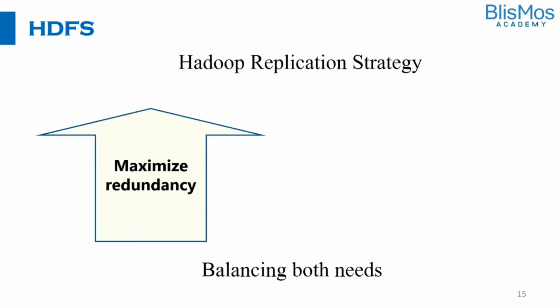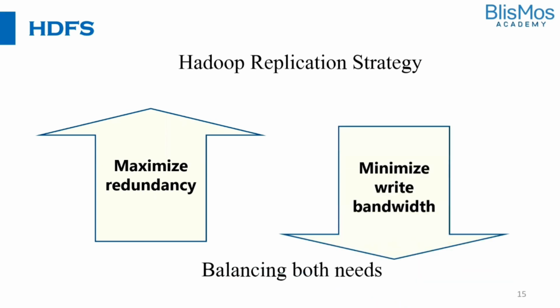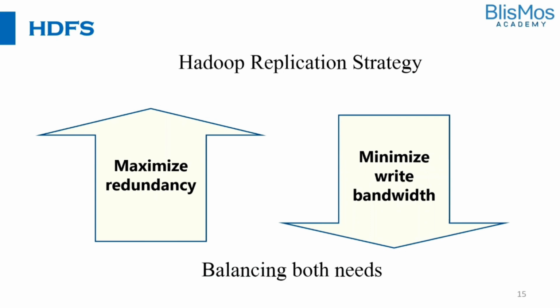Now we understood two aspects. One is that we have to maximize the redundancy. At the same time, we have to minimize the write bandwidth. We cannot look at only one aspect and just maximize the redundancy. At the same time, we have to take care of the write bandwidth also, because we are not talking about storing a small amount of data. Let me repeat, we are talking about storing a large amount of data.